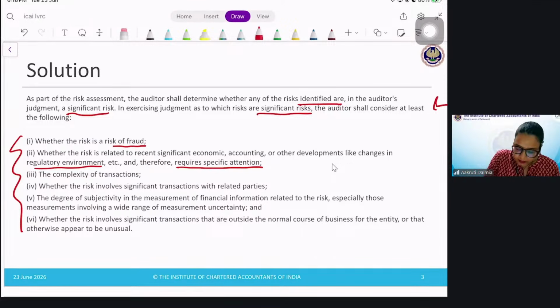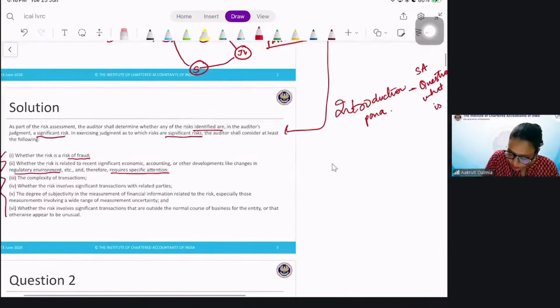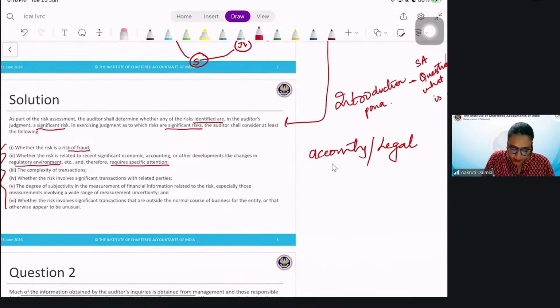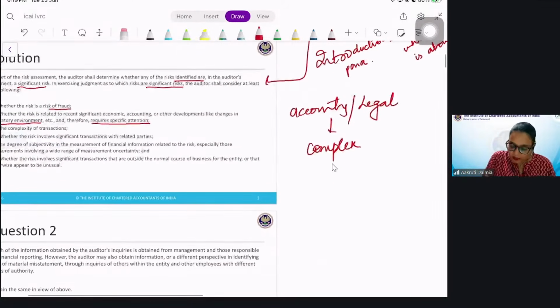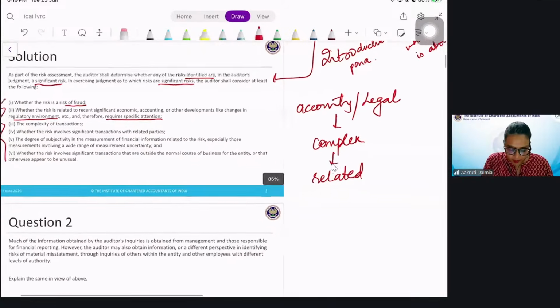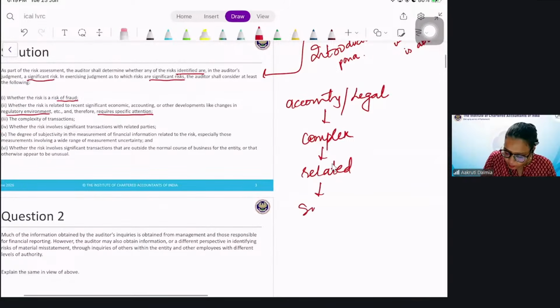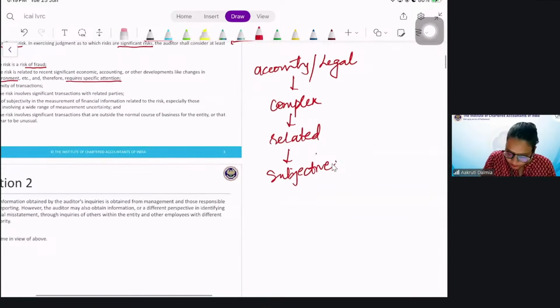ऐसे याद रखना है, ठीक है? So some accounting change happened or legal change happened. What happened because of that? Things became a little complex, so you went to your relatives for help. But the related parties gave you some subjective advice. They didn't give you clear advice. Because of that, risk happened in your normal course of business and because of which fraud risks happened.